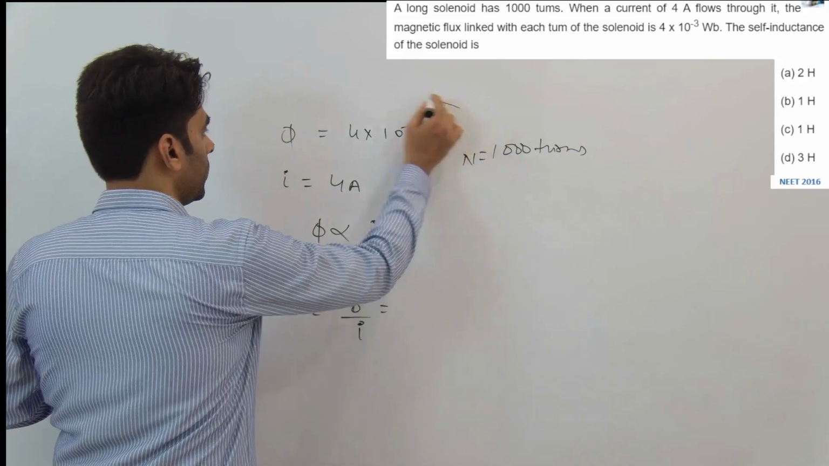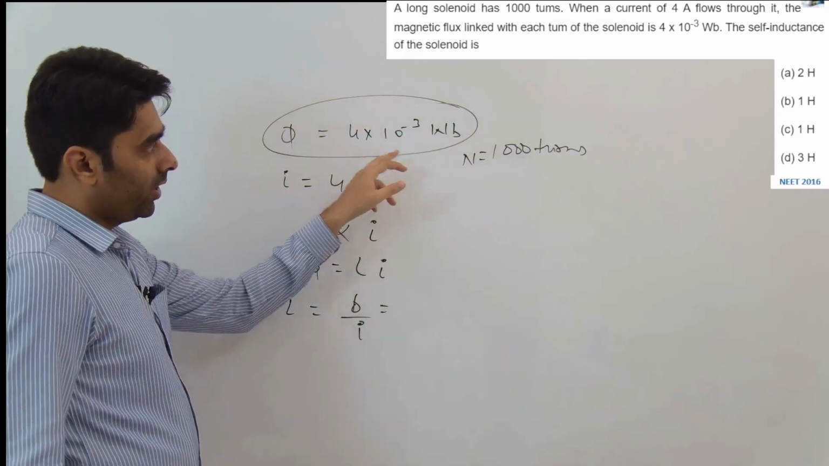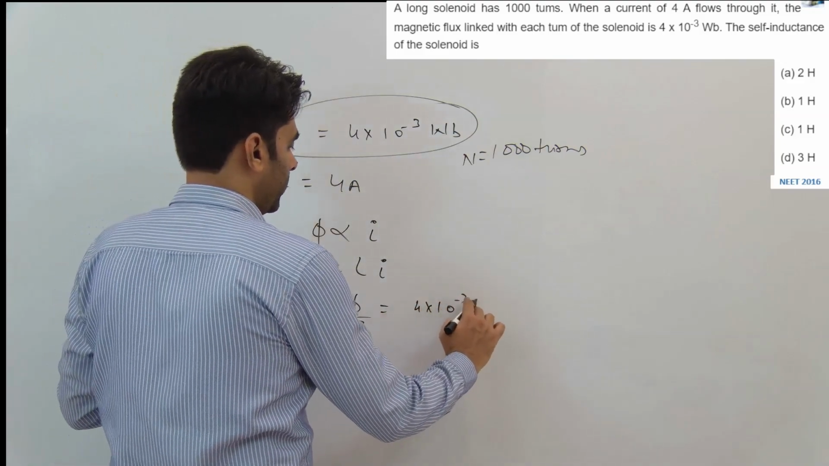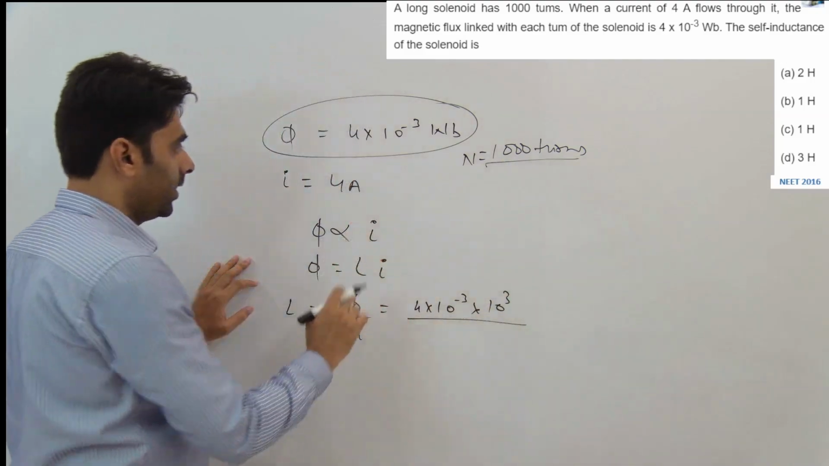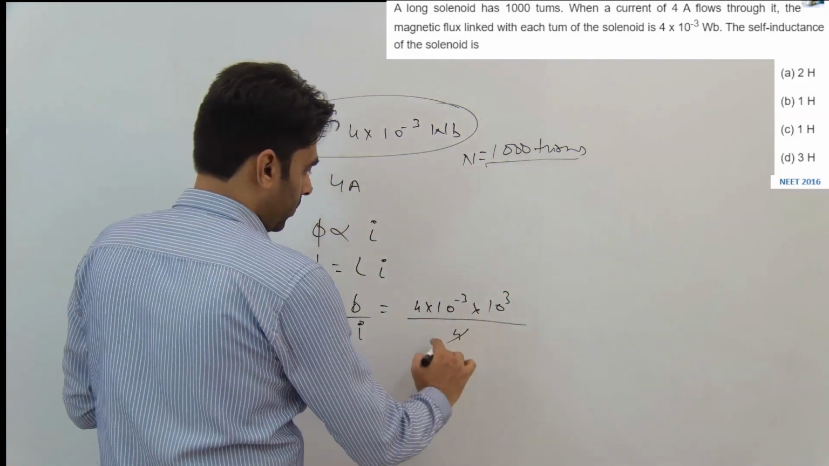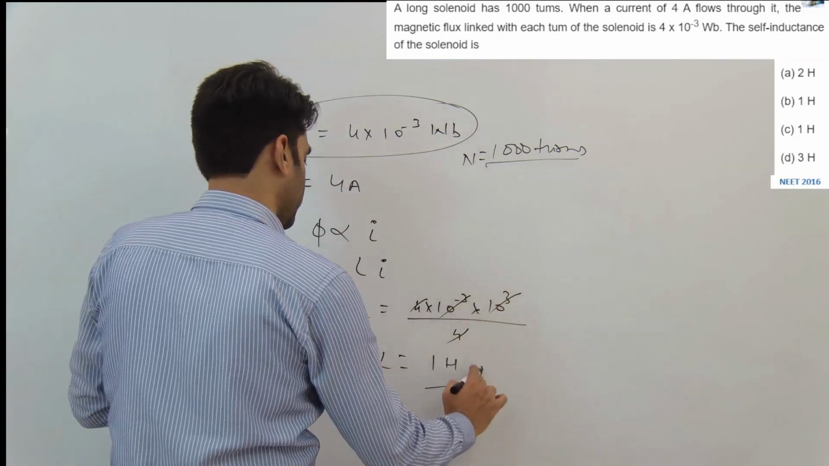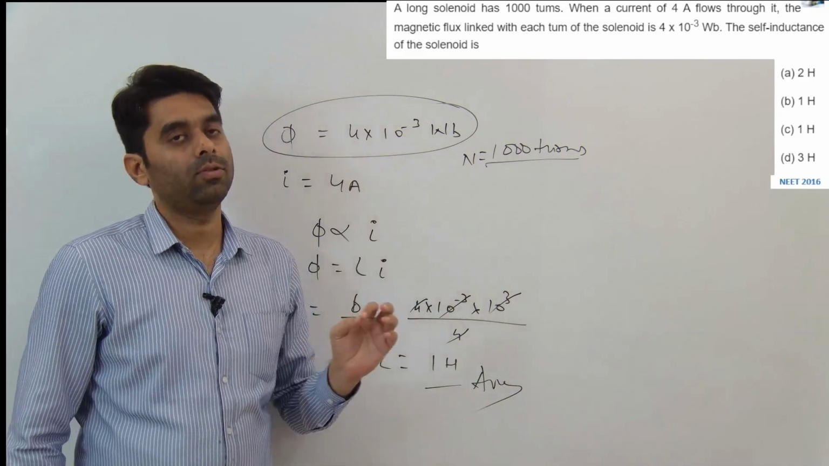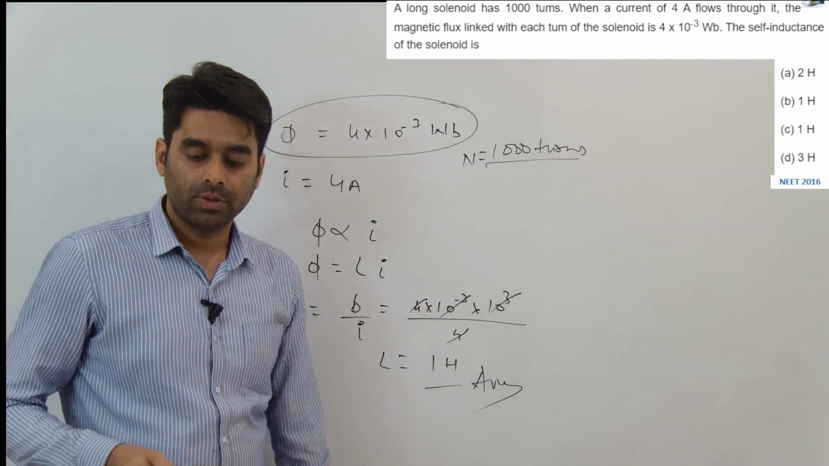Over here this flux which is given is for one loop, right? Total turns are 1000, so we can write 4 into 10 power minus 3 into 10 power 3, divided by current. Current is 4 ampere. As you can see, everything cancels out. Answer is 1 H. Inductance unit is Henry, so our answer will be 1 Henry. You check your options. It is option B, right?